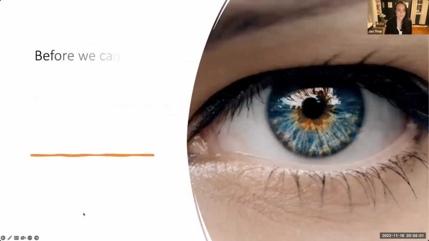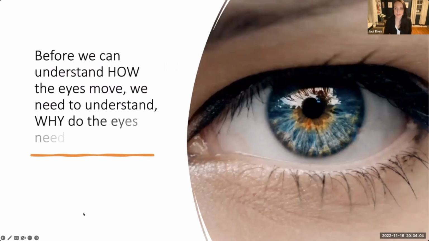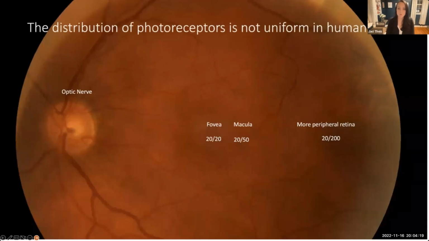Okay, here we go. So before we can understand, and I want to deep dive into how the eyes move, I always like to ask people, have you ever thought about why the eyes even need to move? And the main reason that eyes need to move is because of the retina. So we know that if our photoreceptors were evenly distributed in the retina, we really wouldn't need eye movements at all. We would only need head movements.